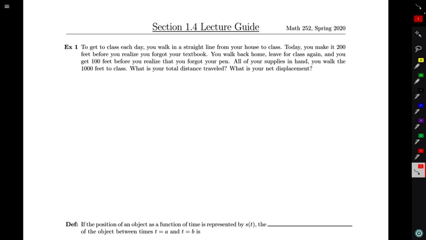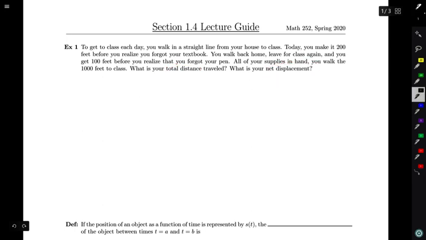Example 1 says that to get to class every day, you walk in a straight line from your house to class. Today you make it 200 feet before you realize you forgot your textbook. You walk back home, leave for class again, and you get 100 feet before you realize you forgot your pen. All of your supplies in hand, you walk the 1,000 feet to class. What is your total distance traveled? What is your net displacement? So the main theme of this question is just to describe the difference here between distance and displacement.